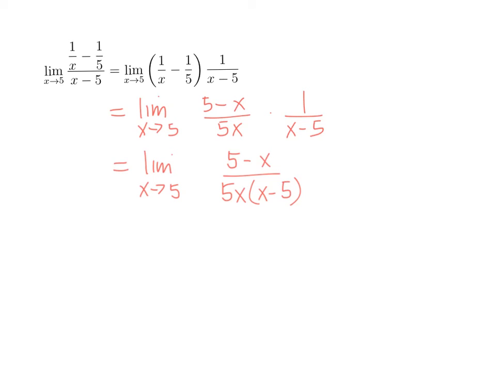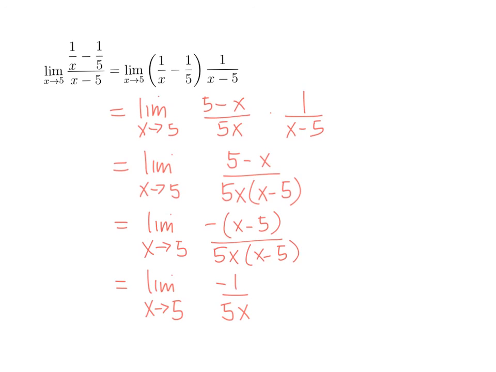Now notice that we can take the numerator and rewrite it by factoring out a minus 1. This is because 5 minus x is the same as negative 1 times x minus 5. By doing this, we see that we now have a common factor of x minus 5 in the numerator and the denominator, which we can now cancel. This leaves us with negative 1 over 5x, which is now well defined at x equals 5. So we can plug in x equals 5 to see that we have negative 1 over 5 times 5, or negative 1 over 25, which is our final answer.